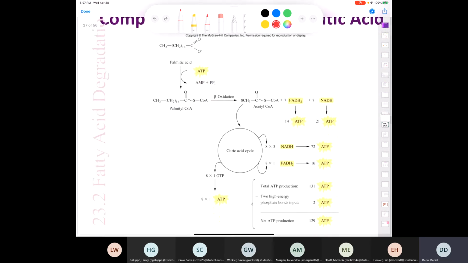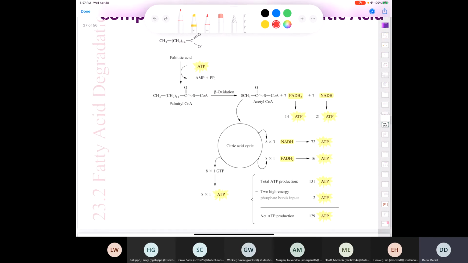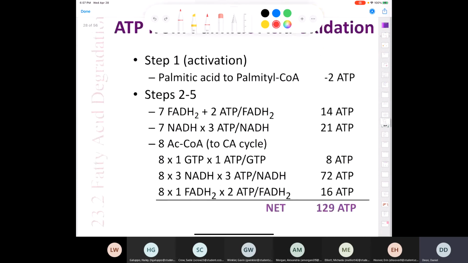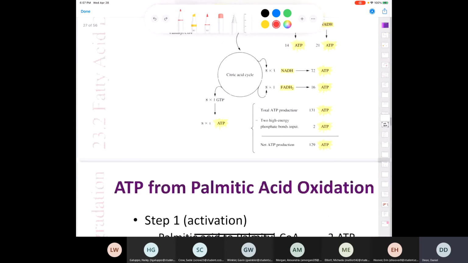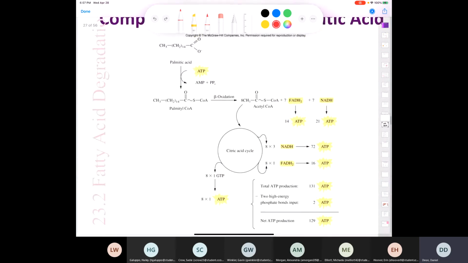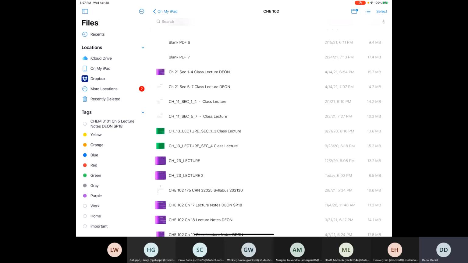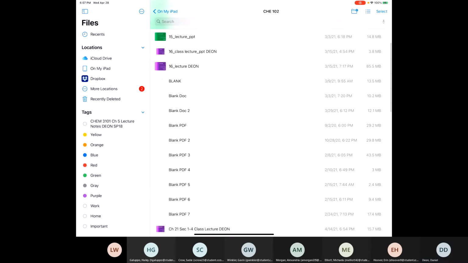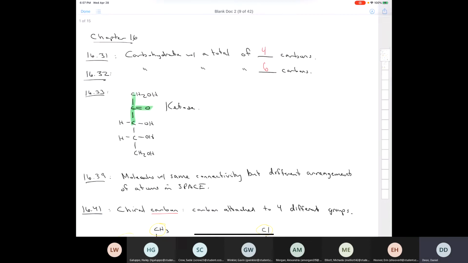So here's an example of palmitic acid, of all the energy that we can obtain from palmitic acid. So what I'd like to do is, instead of me just showing you the slide, I want to show you in detail how the beta oxidation of the palmitic acid molecule works. So I'm going to switch back to a blank document here. Just give me a sec here. Let's see, there should be some room here.